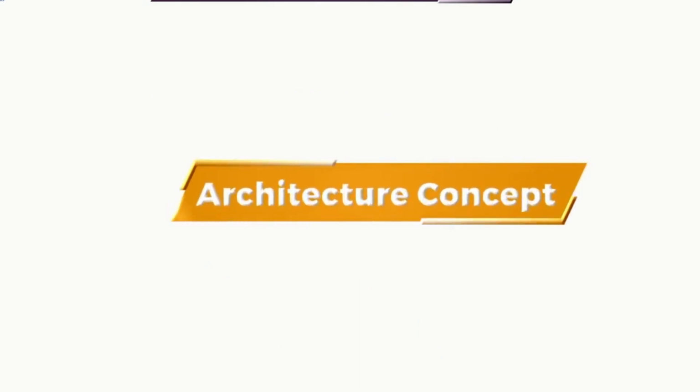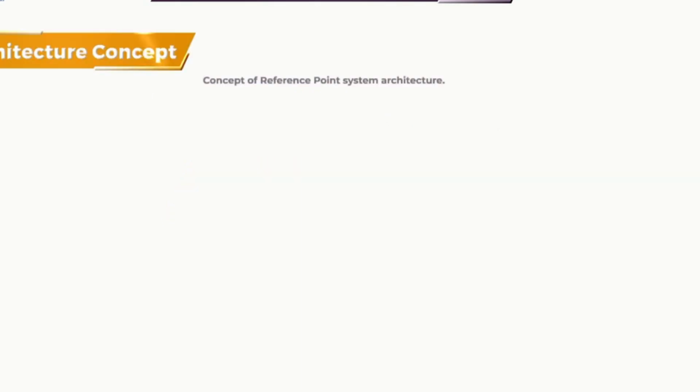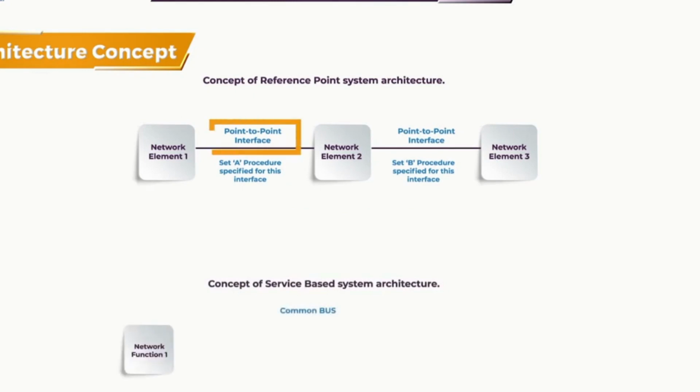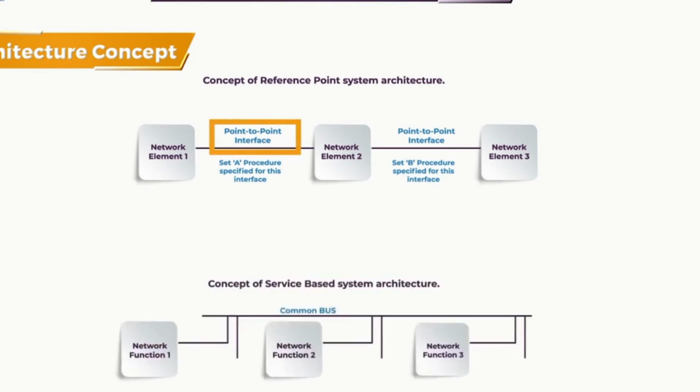Our next topic is architecture concepts. Let's get into the topic. The reference point architecture is based upon a set of network elements, NE, which use point-to-point interfaces to interconnect those network elements. Signaling procedures are specified for each point-to-point interface. The reference point architecture can lead to repetition within the specifications if the same signaling procedure is used across multiple interfaces.